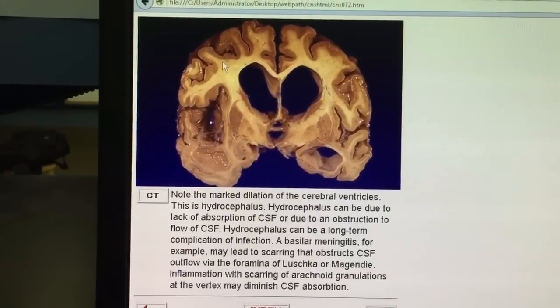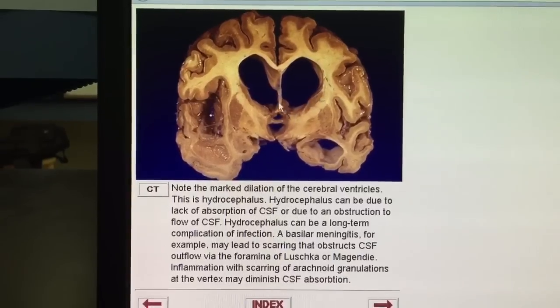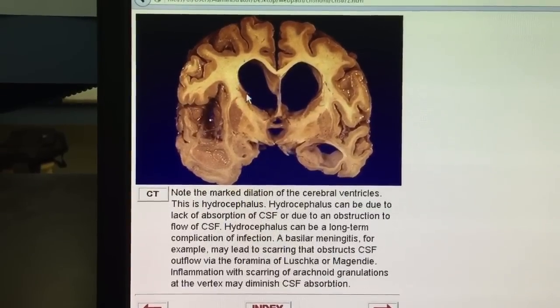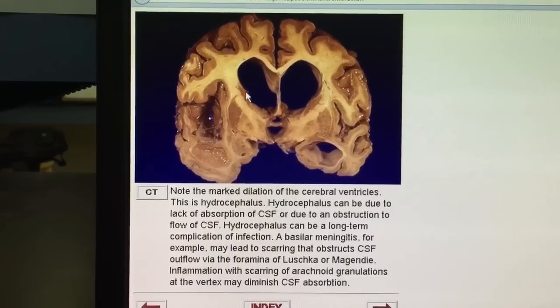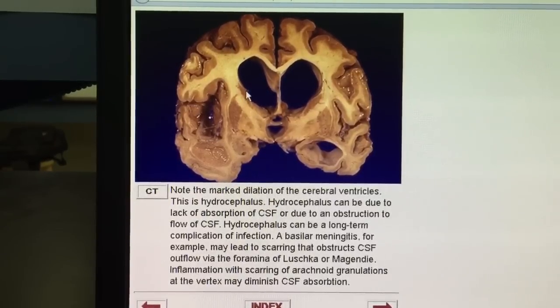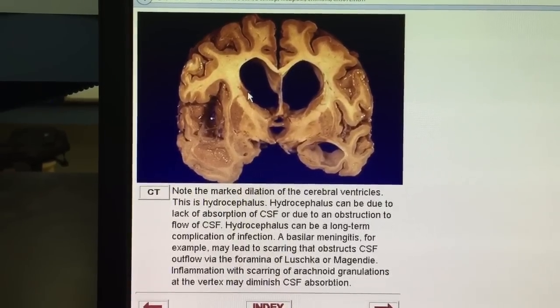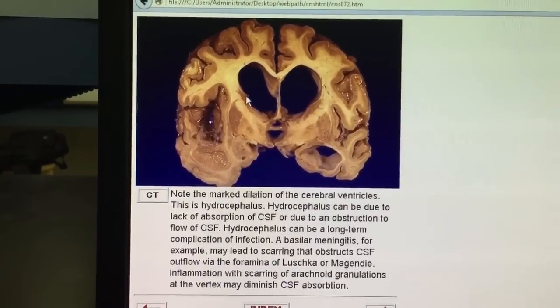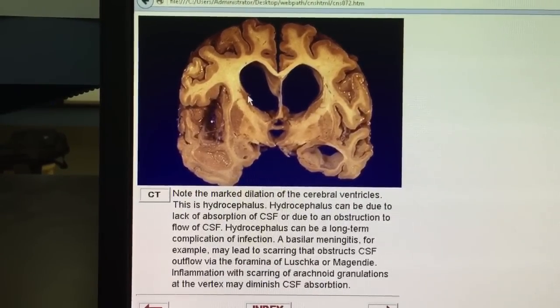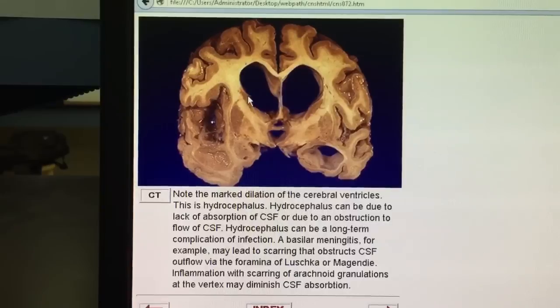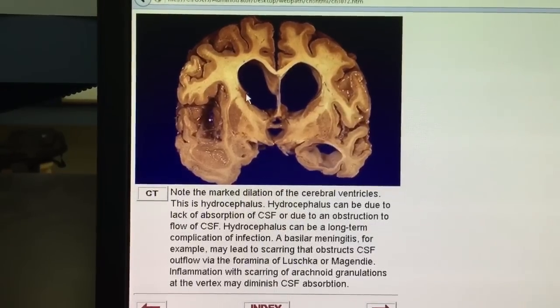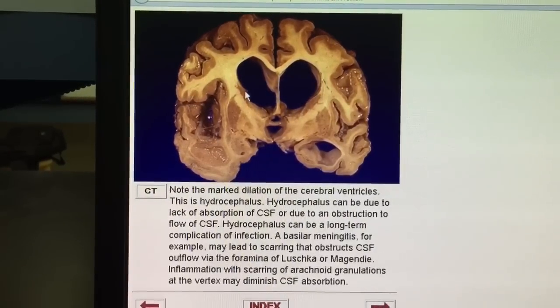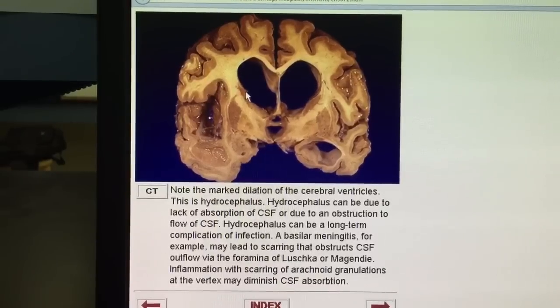This picture shows markedly dilated cerebral ventricles. This is called hydrocephalus. Why do we have it? Because if we have a lack of absorption or obstruction of the outflow of the cerebrospinal fluid, it will accumulate inside the brain. So this picture could be seen as a complication of acute bacterial meningitis or meningitis in general.